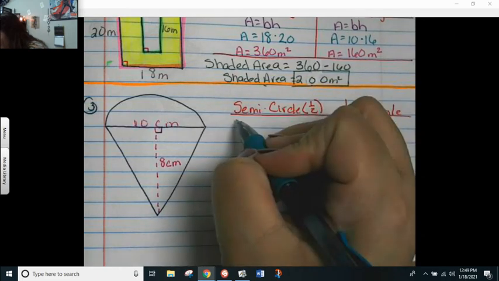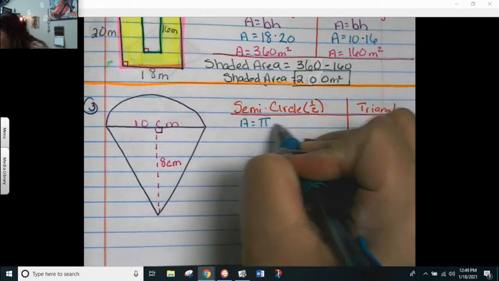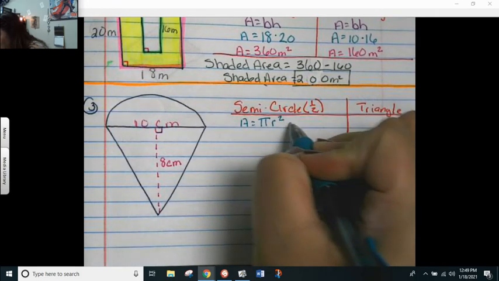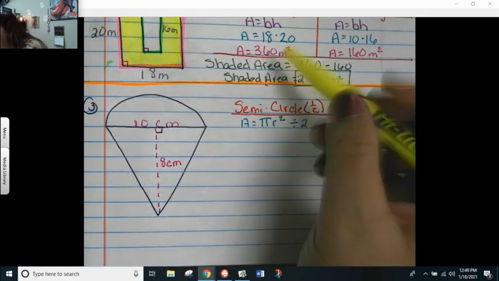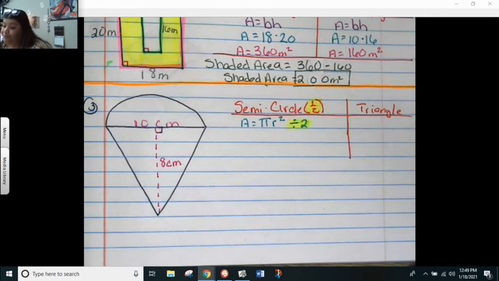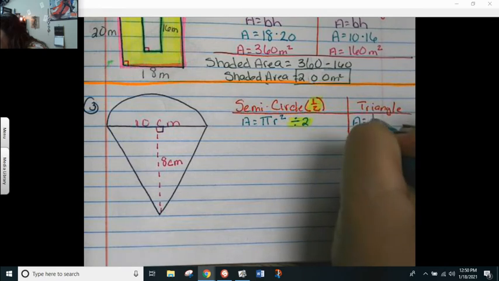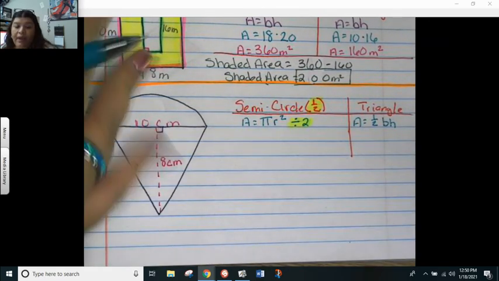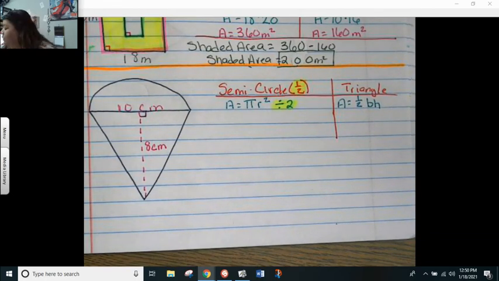Next is the formulas. So area equals pi times the radius squared divided by 2, because it is not a full circle, it is half a circle. And then for the triangle, area equals 1/2 base times height. All right, let's start with that semicircle.